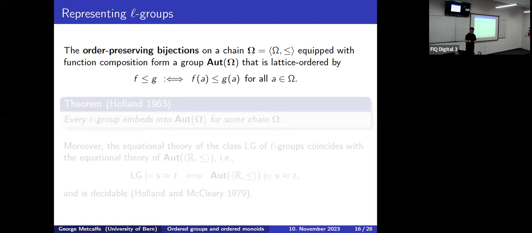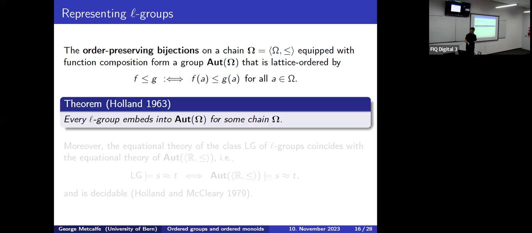Now, these examples are fundamental because of the following theorem due to Holland, which is really the basis for most research into L groups in the last 60 years. It's a kind of Cayley theorem for L groups. It says every L group embeds into the automorphism L group of Omega for some chain Omega, right? So in a certain sense, if you're investigating L groups, you can look at L groups of order preserving bijections on some chain.